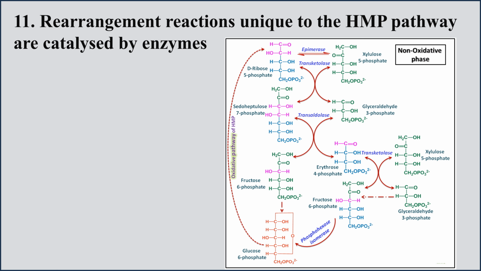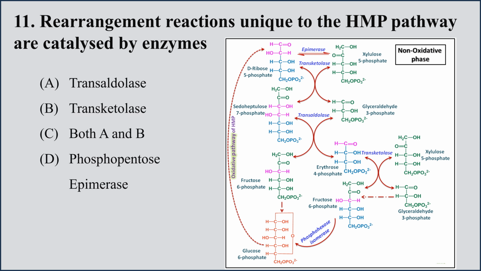Question number 11. Rearrangement reactions unique to the HMP pathway are catalyzed by the enzymes: A. Transaldolase, B. Transketolase, C. Both A and B, D. Pentose phosphate epimerase. As shown here is the pentose phosphate pathway. Like the pentose phosphate pathway, the HMP pathway has two phases, the oxidative phase and the non-oxidative phase. They are asking about the non-oxidative phase.